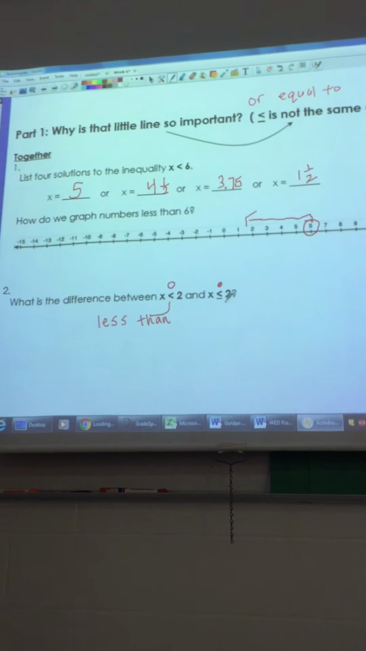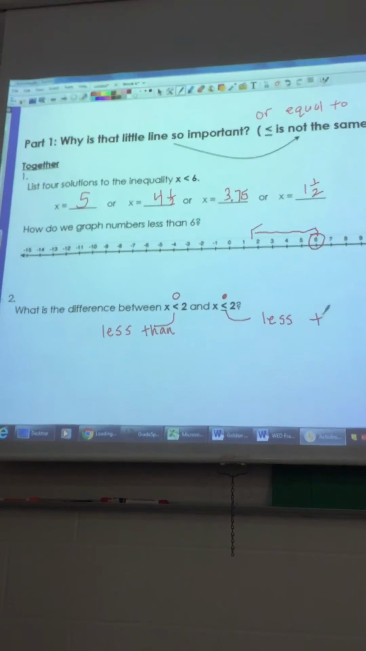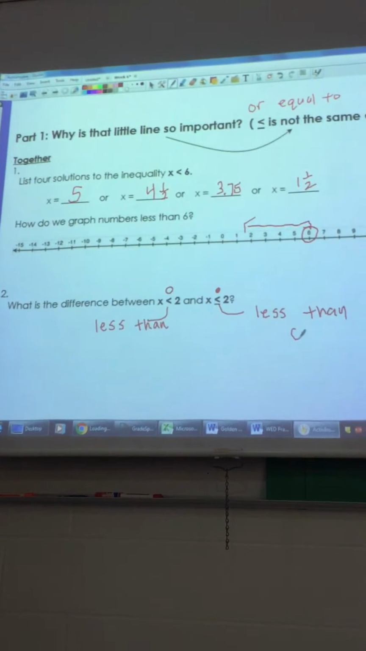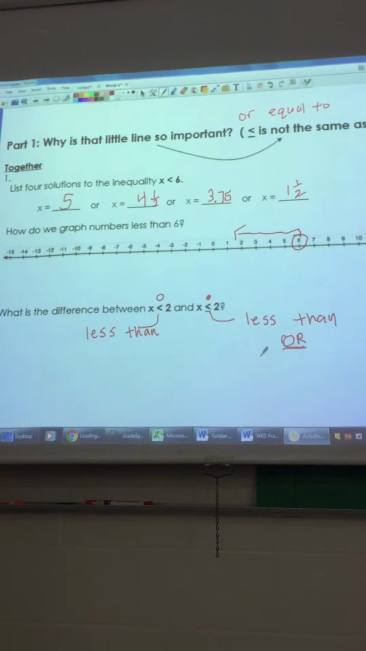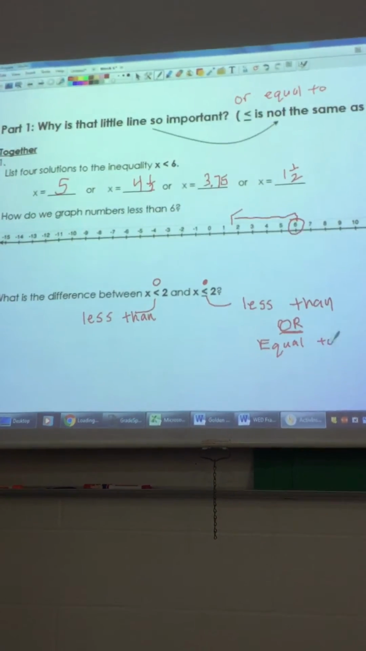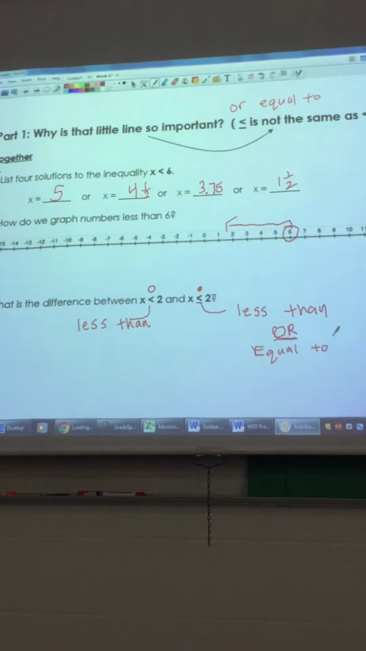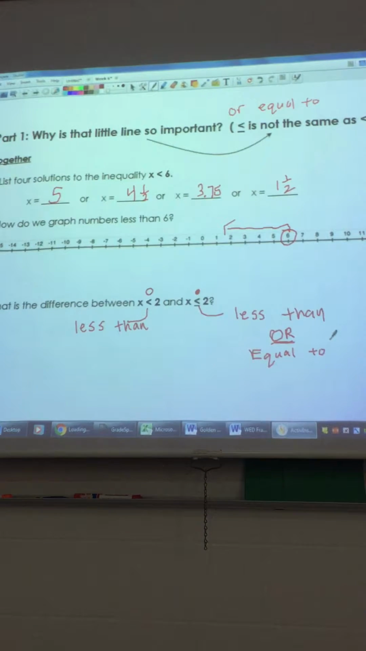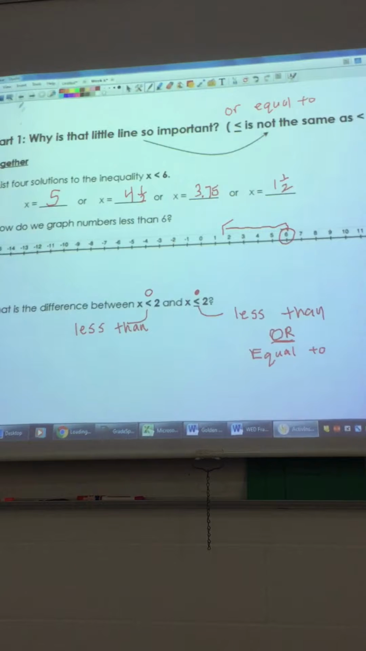Less than, and this one means less than or equal to. Less than or equal to. So that's the main difference between those two. So write those down for me, and then we'll go on to that next page. Oh, actually, not the next page, sorry.